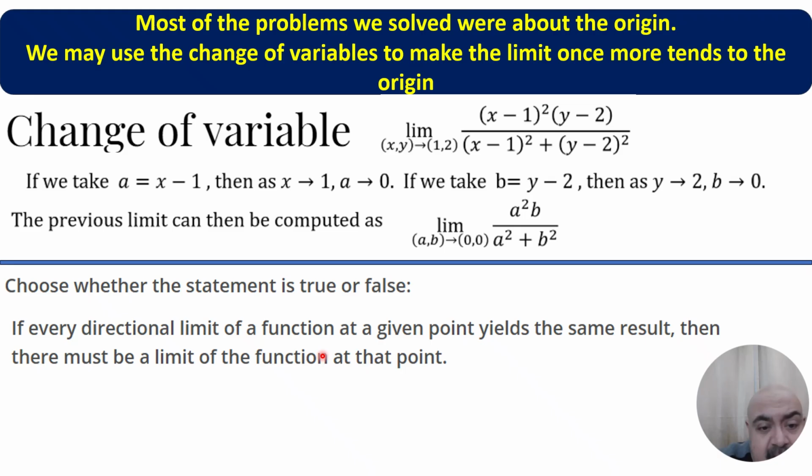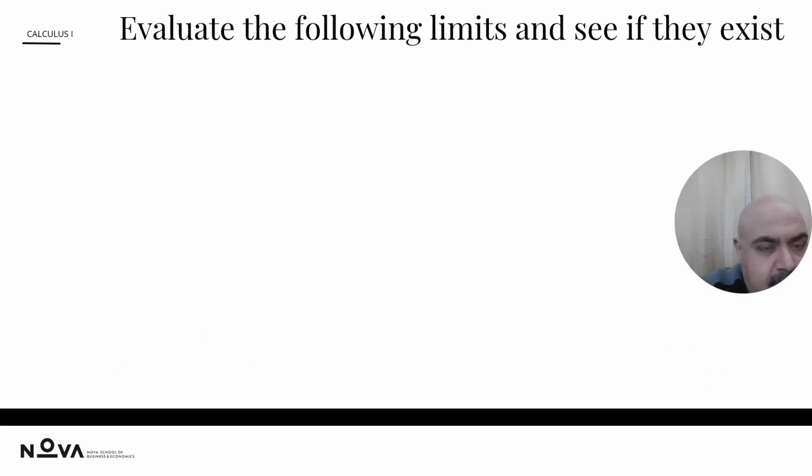This is one of the statements: state the right answer, true or false. If every directional limit of a function at a given point yields the same result, then there must be a limit of the function at that point. Is it true or false? Of course it's false. There is no confirmation. You will have to use the first principle to check all of this.